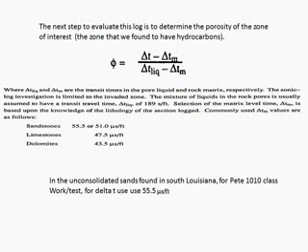The next step to evaluate this log is to determine the porosity of the zone of interest, the zone that we found to have hydrocarbons. Porosity equals delta T minus delta T matrix, divided by delta T liquid minus delta T matrix, where delta T liquid and delta T matrix are the transit times in the pore liquid and rock matrix, respectively.